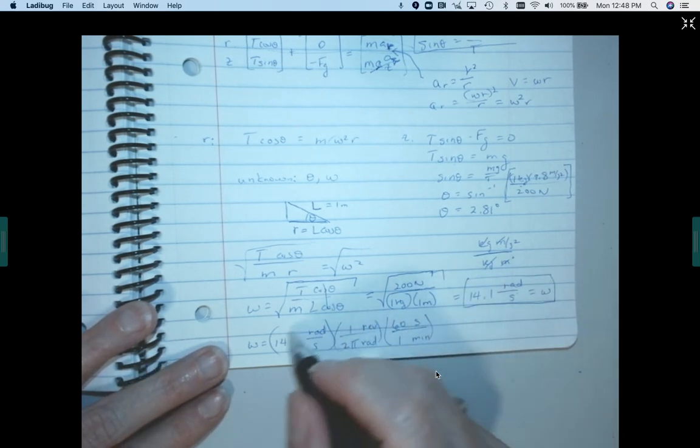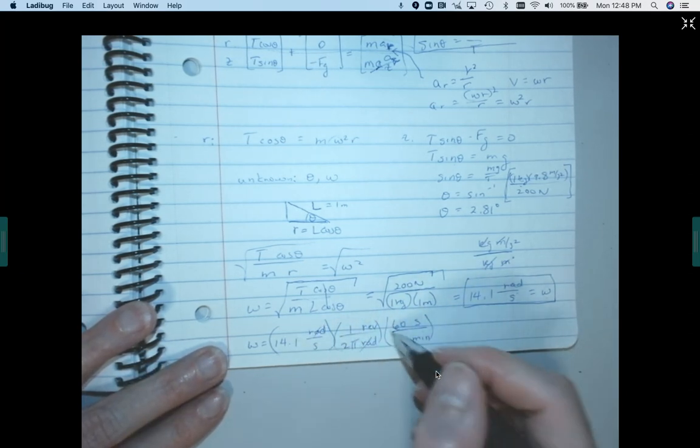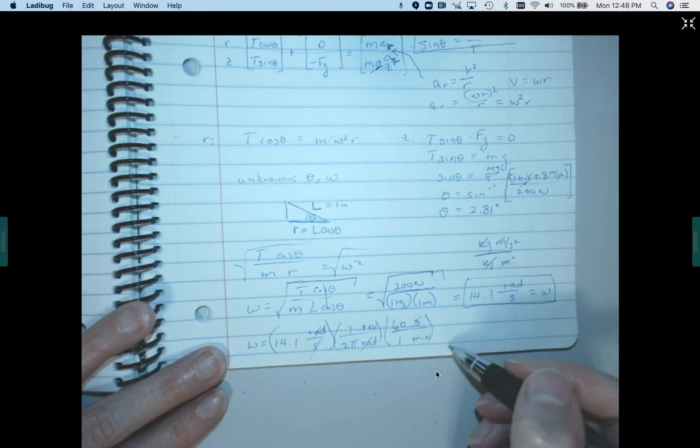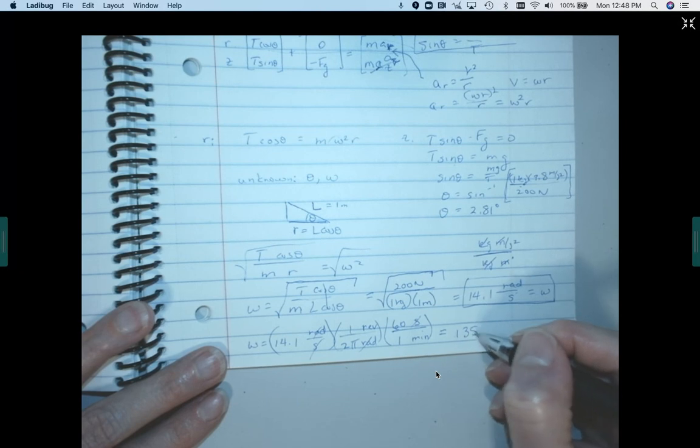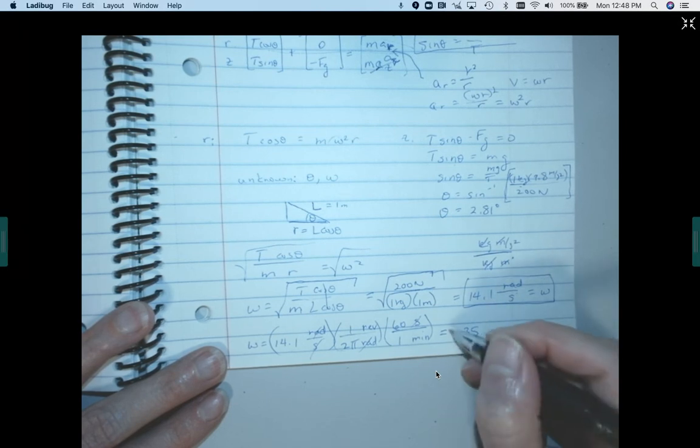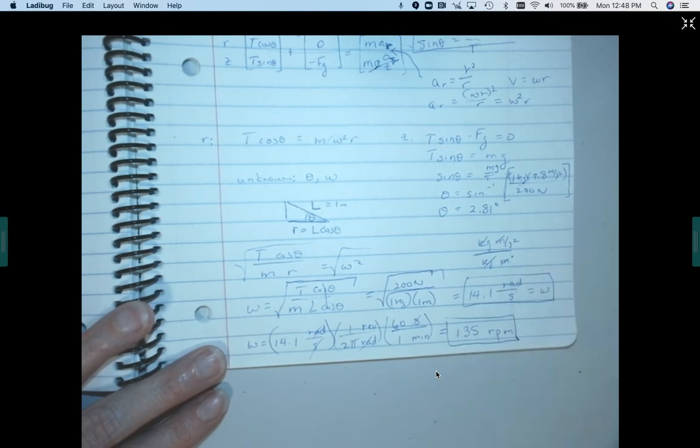So if we multiply all of our numbers out, our radians go away, our seconds go away, we get revolutions per minute, and the value is 135 RPM. And I think the dogs like that answer.